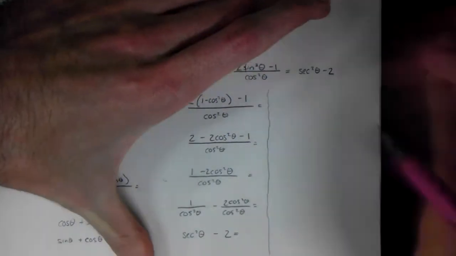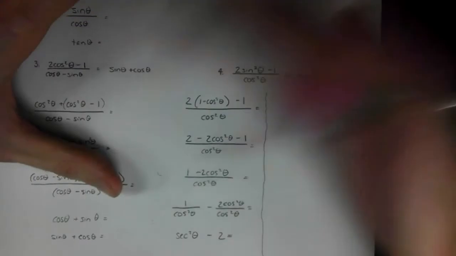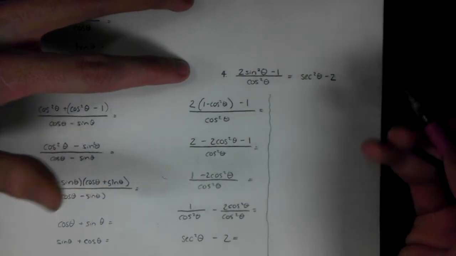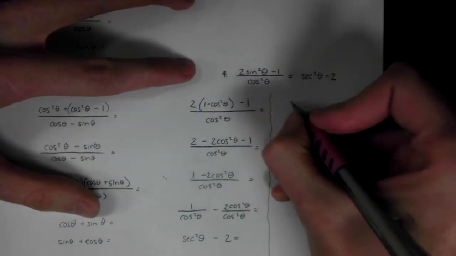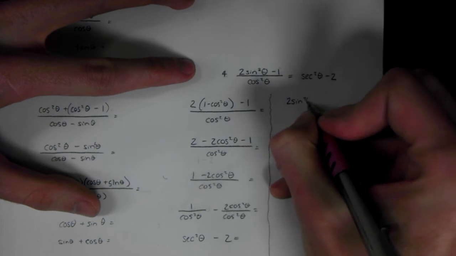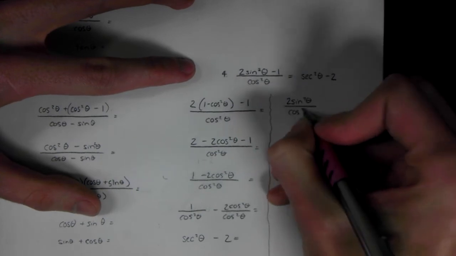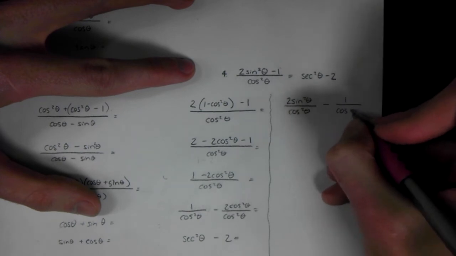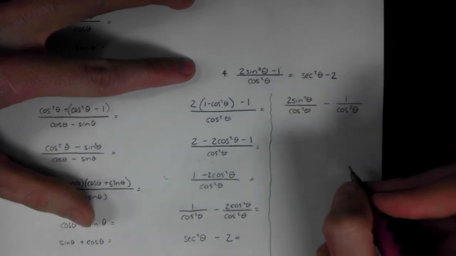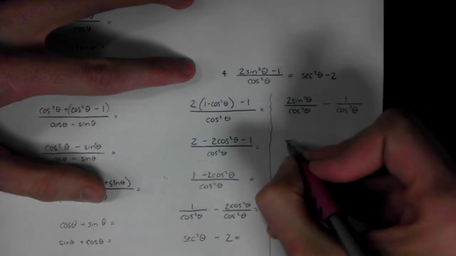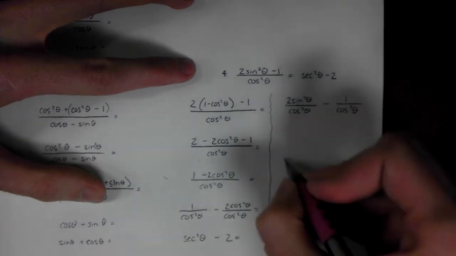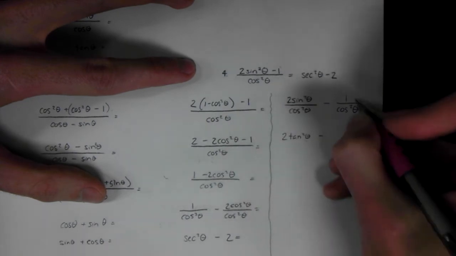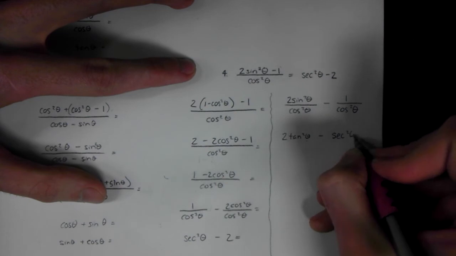Okay, so I said that there was two ways that I was going to show you how to work this problem. It just so happens that we could have recognized that we had one term up here and split this apart a little bit faster. So we can make this 2 sine squared over cosine squared minus 1 over cosine squared. So sine squared over cosine squared is tangent squared, and 1 over cosine squared is secant squared.